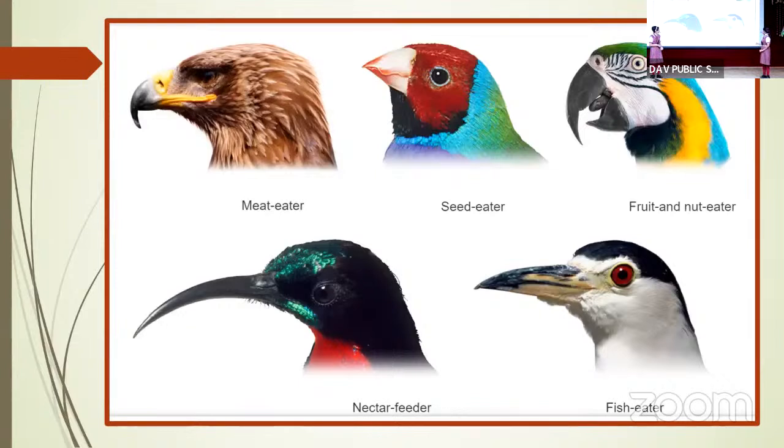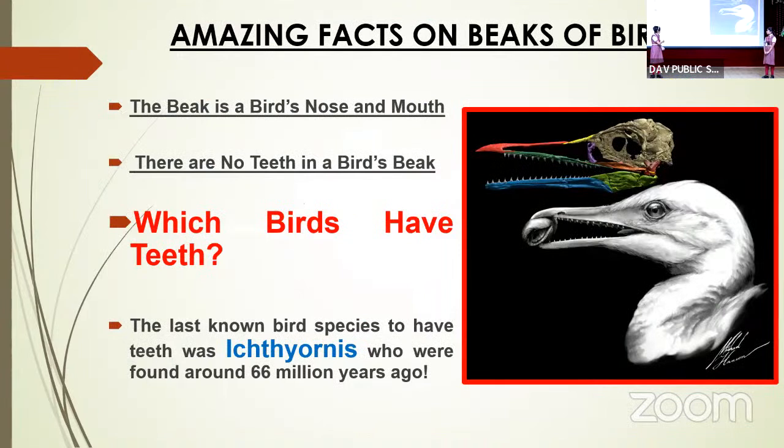Now, fish eater birds have this type of beak. Now, let us discuss some amazing facts on beaks of birds. The beak is a bird's nose and mouth. As you all know, there are no teeth in a bird's beak. But which birds had teeth? The last known bird species to have teeth were the ichthyornis, who lived around 66 million years ago. This is the picture of an ichthyornis.